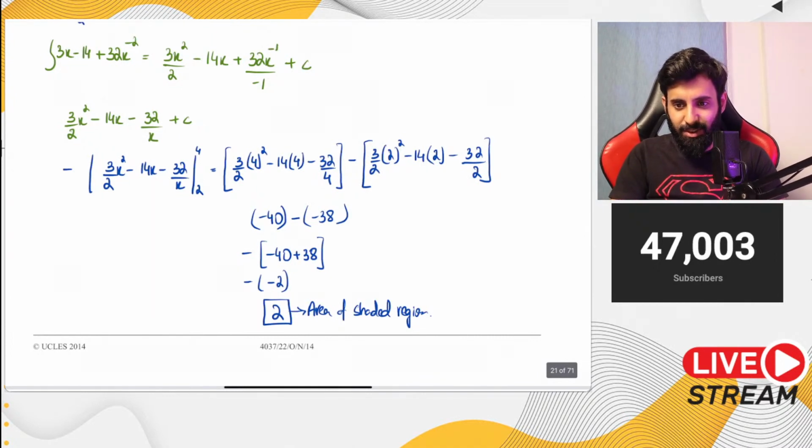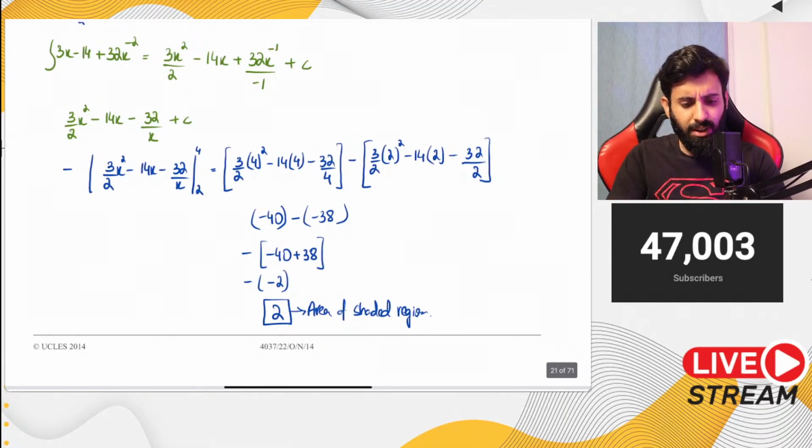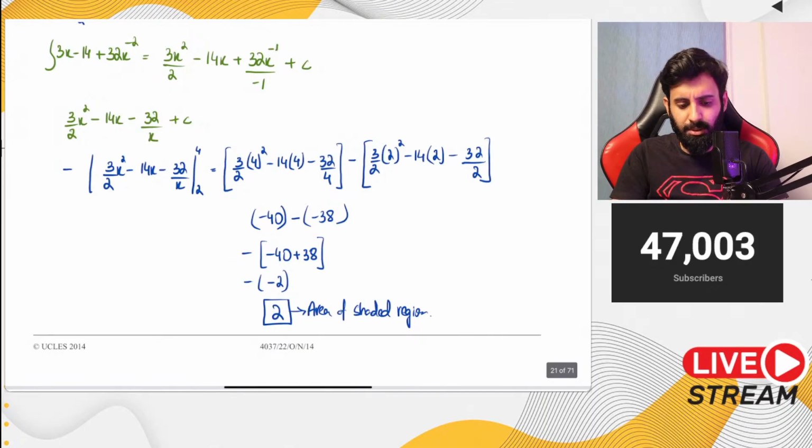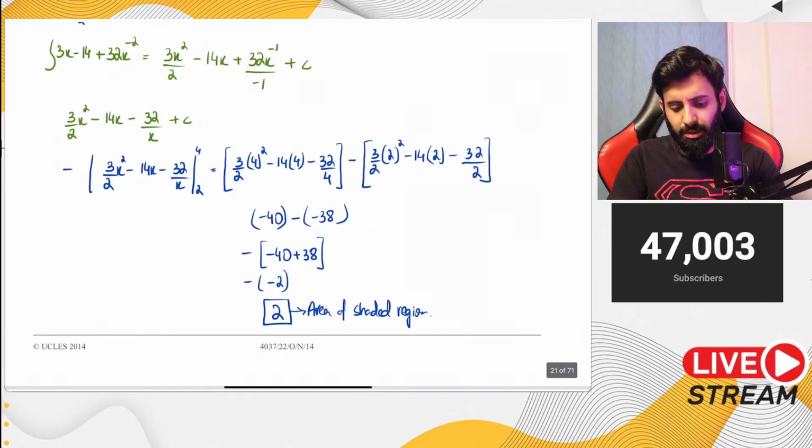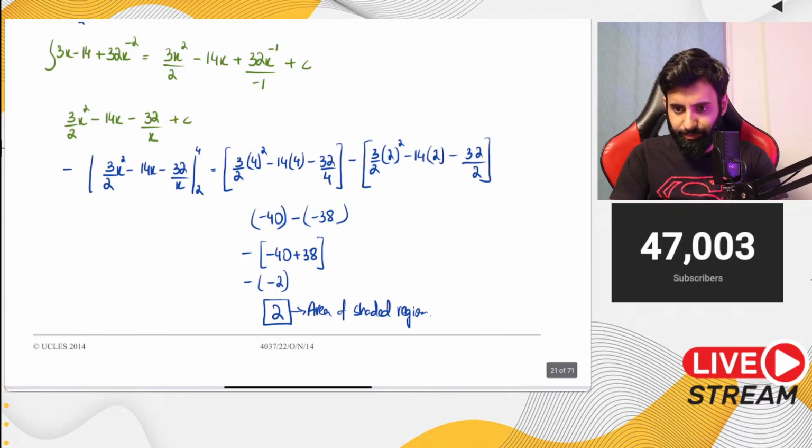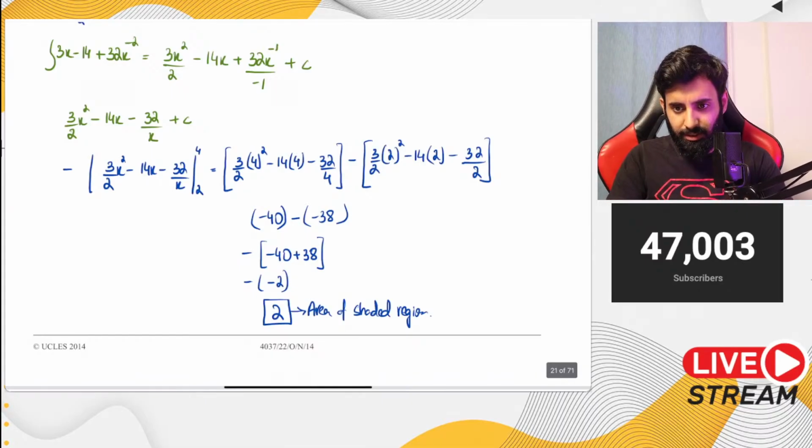Sir, if the limits form a positive term, so will we multiply by minus? Okay, if the area is below the x-axis, then it's not possible that your answer turns out to be positive. It's inevitable that the answer is going to be negative. Applying the modulus and the negative sign, yeah, I've already answered that. It's the same.